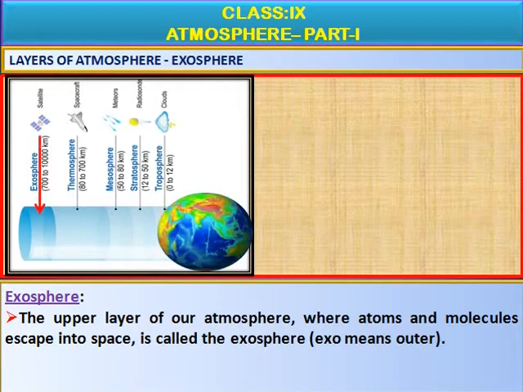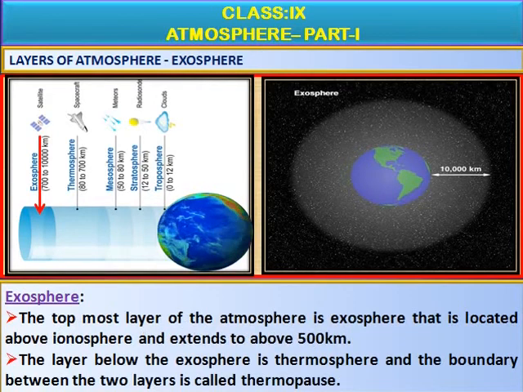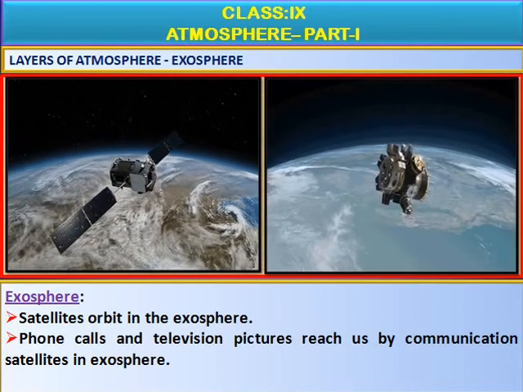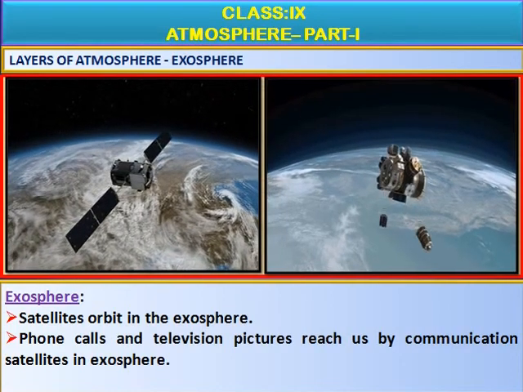Now we are going to learn the last layer, that is exosphere, the upper layer of our atmosphere where atoms and molecules escape into space. Exo means outer. The topmost layer of the atmosphere is the exosphere, located above the ionosphere and extending above 500 km. The layer below the exosphere is the thermosphere, and the boundary between the two layers is called thermopause. Satellites orbit in the exosphere. Phone calls and television pictures reach us by communication satellites in the exosphere.